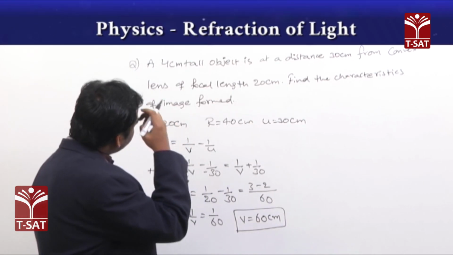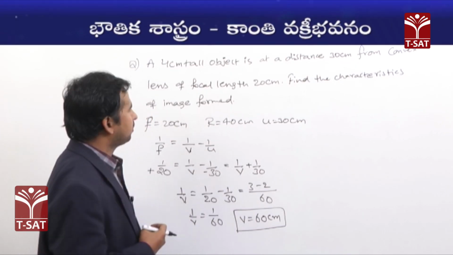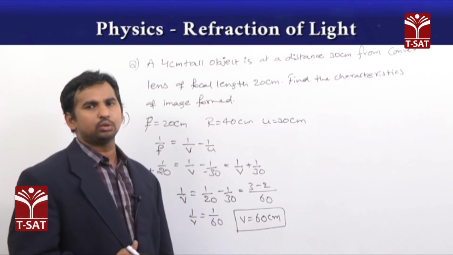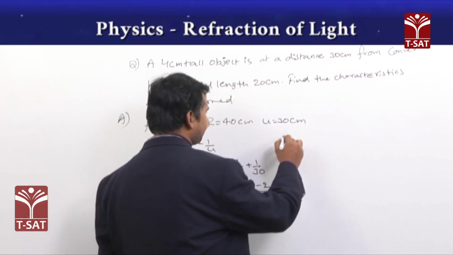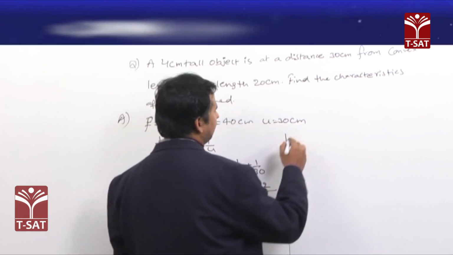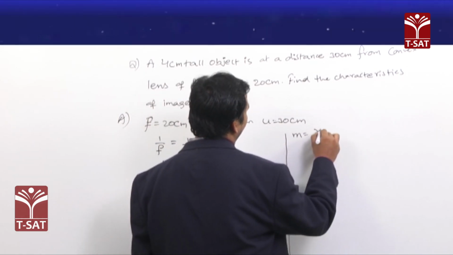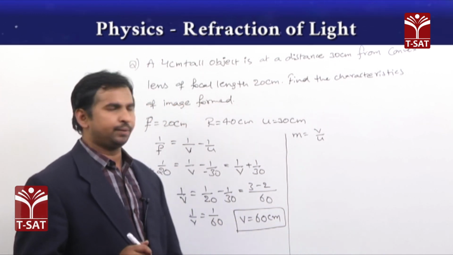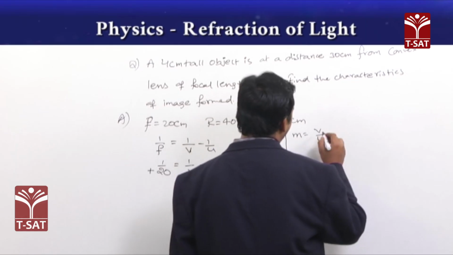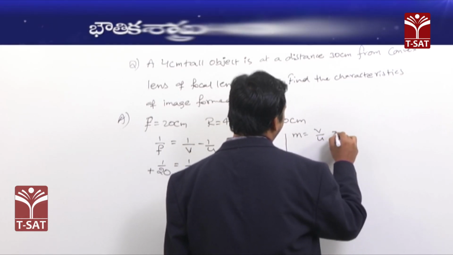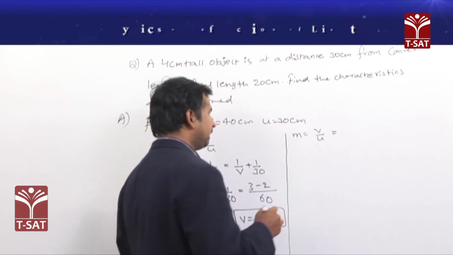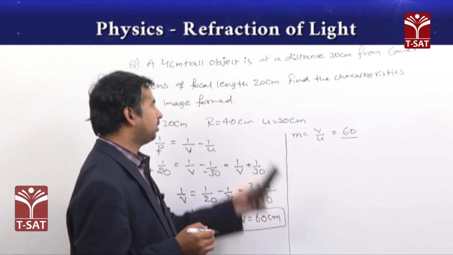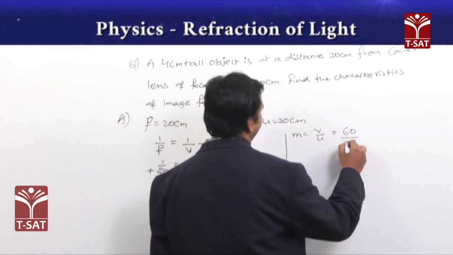Not only that, the size of the object is given as 4 centimeters, so we have to find the magnification also. For magnification, we know that m is equal to v by u, where the image distance v is 60 and the object distance u is 30.